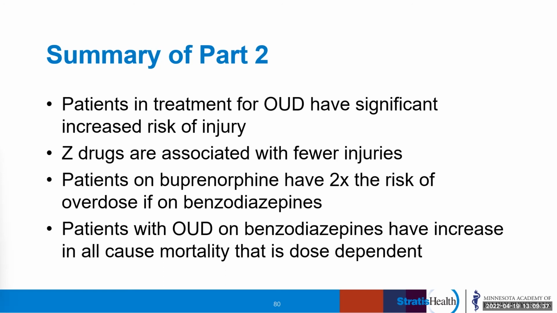Patients on bup have twice the risk of overdose if they're on benzos, and patients with OUD on benzos have an increased all-cause mortality that's dose dependent. And I think that's the one thing I want everybody to remember: if you have those two things, your all-cause mortality is sky high. So I think that's it, Heather.